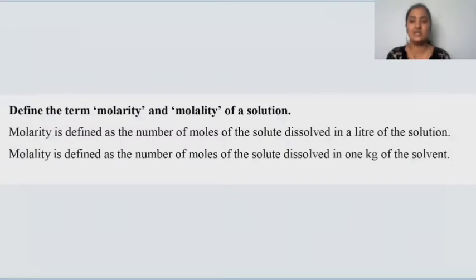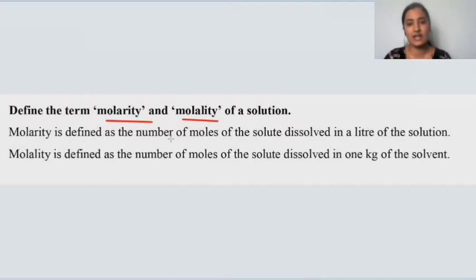Now let us discuss some of the important questions of Solutions one by one. The first question: define the term molarity and molality of a solution. They are asking you to define molarity and molality. Here, children, the concentration of a solution can be expressed in a number of ways. The concentration of a solution can be expressed in terms of molarity as well as molality. What is molarity?